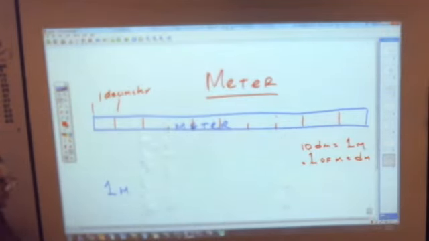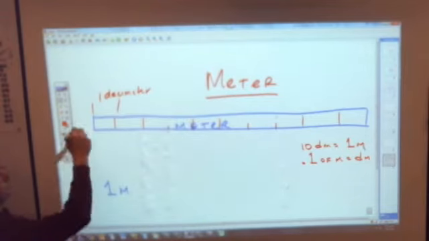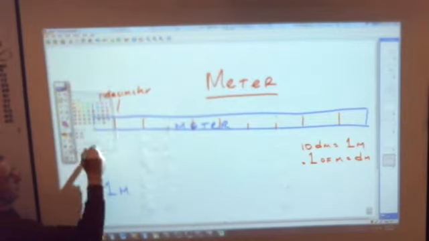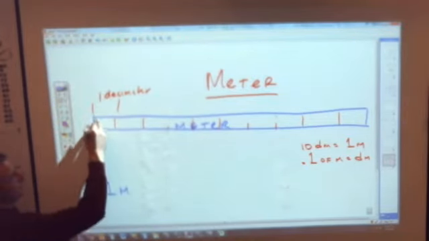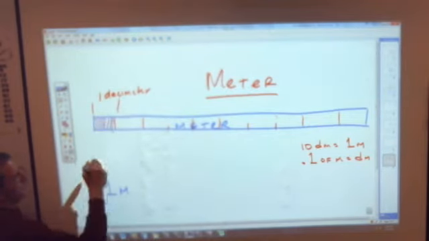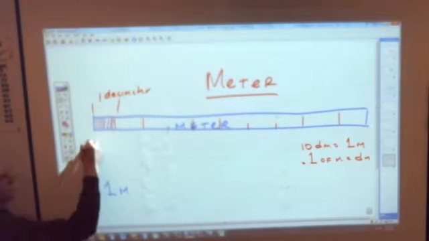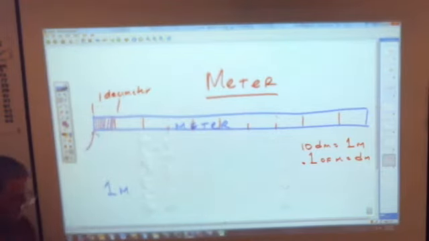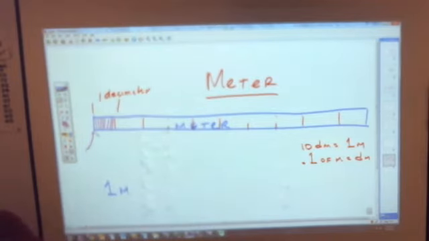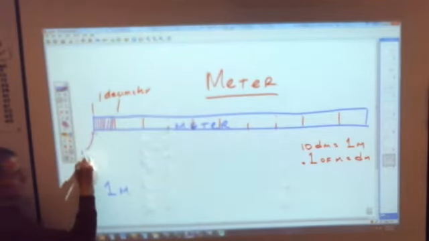Then, if we start splitting those down, we don't use decimeters. Rarely will anybody ask you how many decimeters tall you are. But the next one we do have: if you take a decimeter and split it into 10 equal pieces, 1, 2, 3, 4, 5, 6, 7, 8, 9, 10, each one of those pieces, ladies and gentlemen, is this distance right here. That number 1 there, it is what? Yeah, it's 1 centimeter.